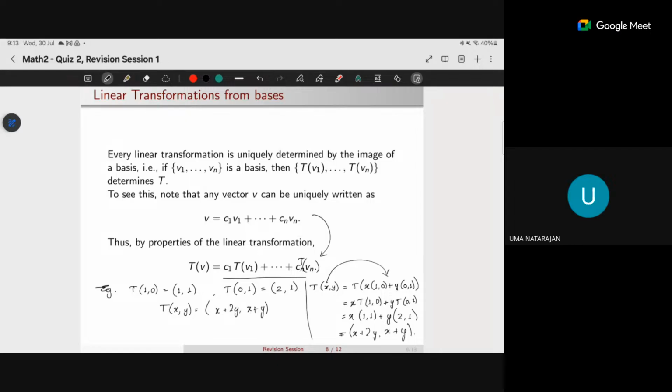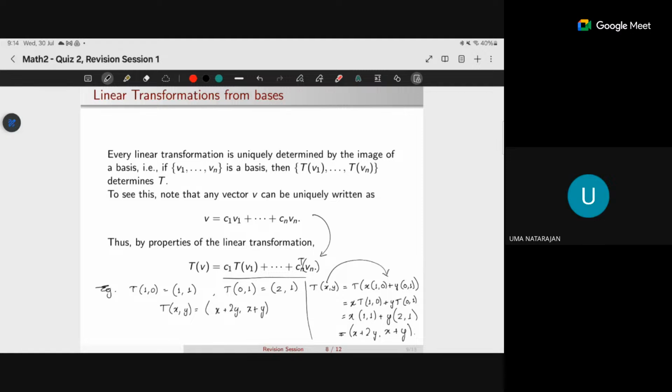So if I know the image of a basis, I know the transformation. This is another powerful property of a linear transformation. You just need a finite set of numbers and you know the entire transformation, which is not the case for a general function.